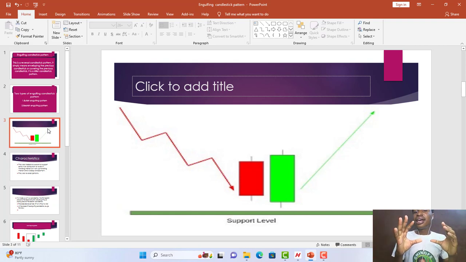Now this candlestick pattern simply means there is a direct shift in strength. Remember, in a downtrending market, it simply means sellers are present in the market.